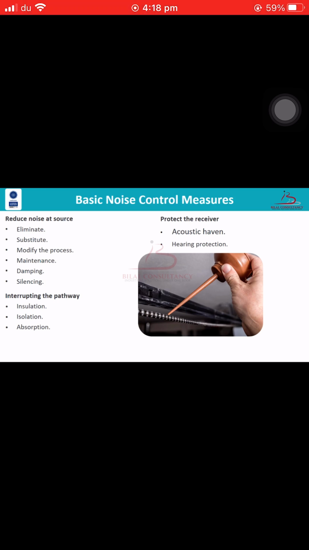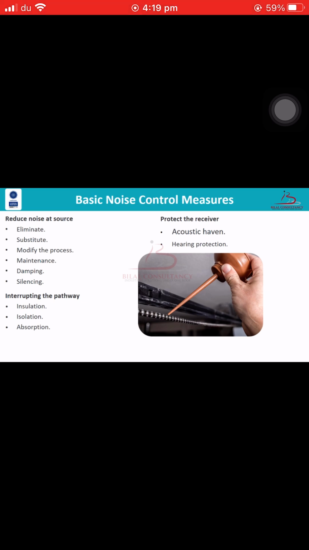And the third one is absorption. We can provide different types of absorption and damping mats. As I have discussed earlier, there are specific types of mats and specific types of material which absorb noise. The last one is we can protect the receiver. If we cannot reduce noise at the source, and we cannot even interrupt the pathway, the last option left for us is to protect the receiver. How can we protect the receiver?